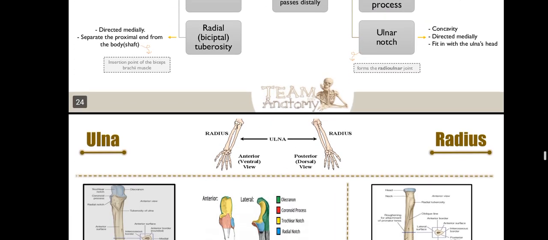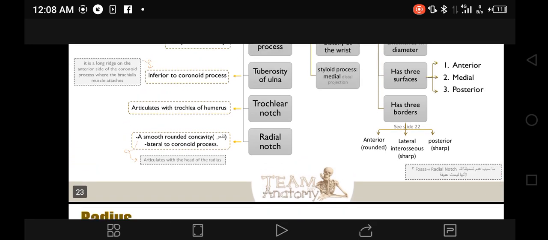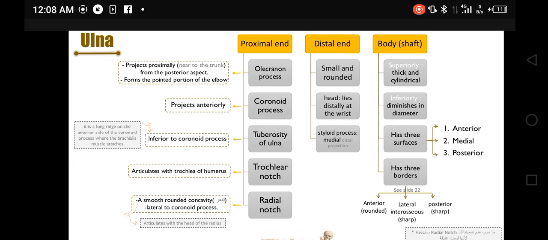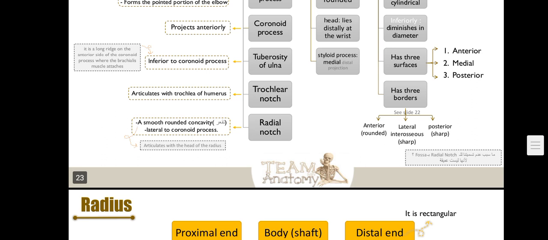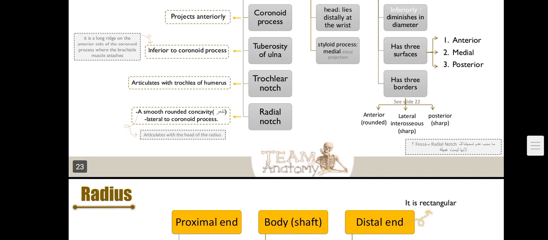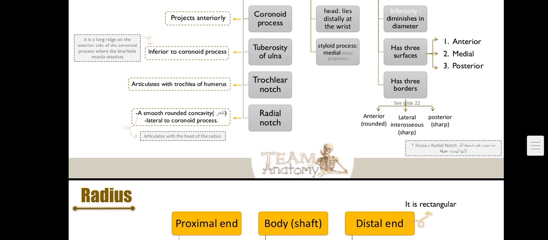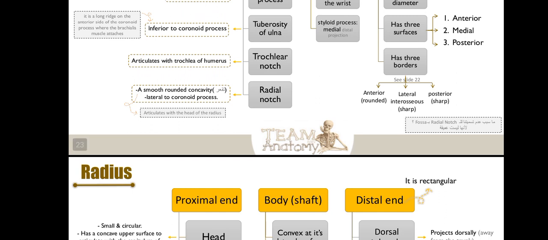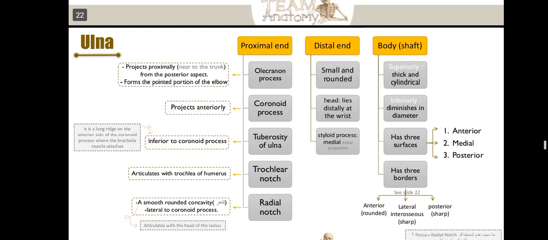The olecranon process is proximal, right? The coronoid process is anterior, okay? The tuberosity of the ulna is inferior. It articulates with the trochlea. That's what I told you. Yeah? Okay? I told you before.